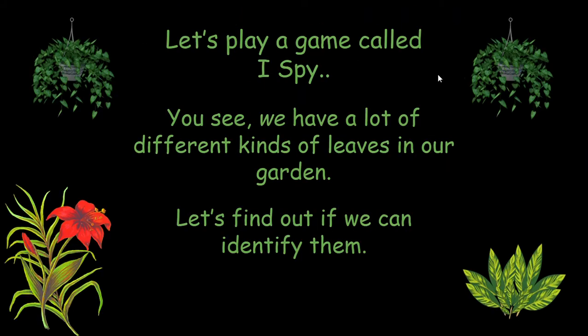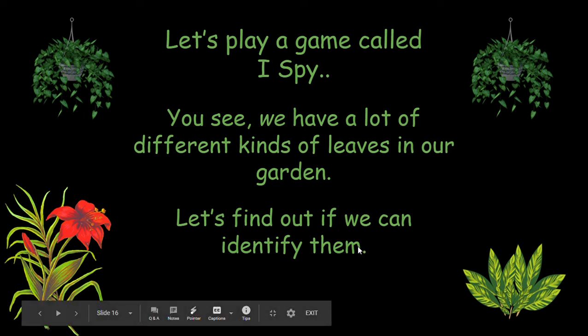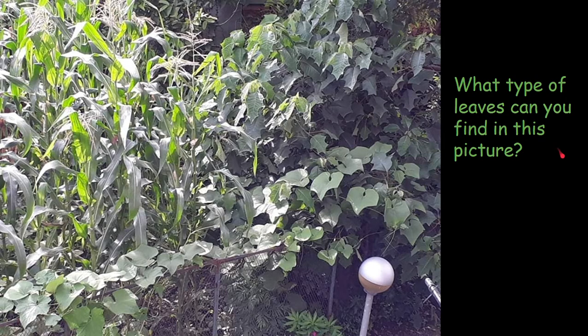Now let's play a game called I Spy. You see, we have a lot of different kinds of leaves in our garden. Let's find out if we can identify them. What type of leaves can you find in this picture? You're correct. I can see a narrow leaf. It is a big narrow leaf. It's long. It is a corn leaf. It's a narrow leaf. I can see a palmate leaf. Yeah, this is also a kind of palmate leaf.